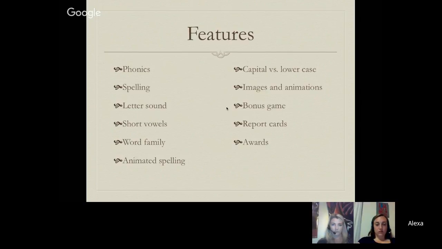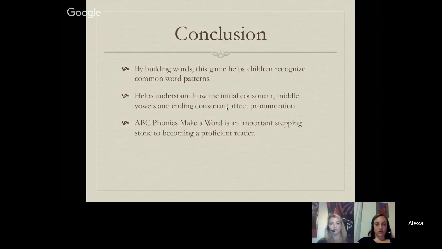Features. Phonics, spelling, letter sound, short vowels, word family, animated spelling, capital versus lowercase, images and animations, bonus game, report cards, and awards. Conclusion. By building words, this game helps children recognize common word patterns. It helps understand how the initial consonant, middle vowels, and ending consonant affect a pronunciation. ABC Phonics Make a Word is an important stepping stone to becoming a proficient reader.